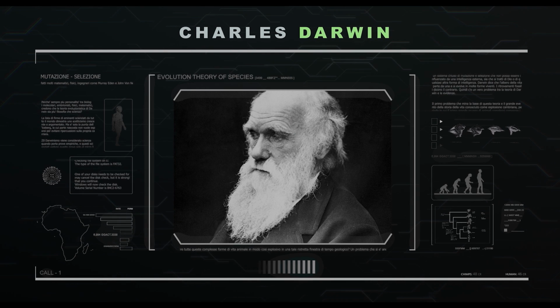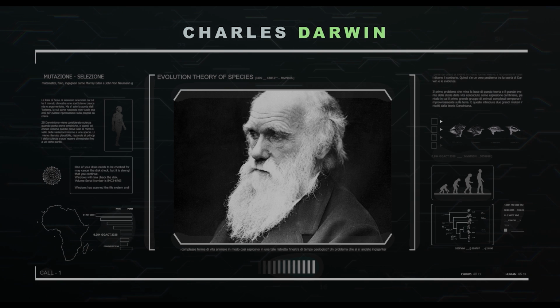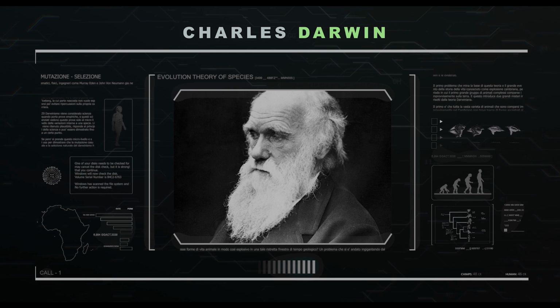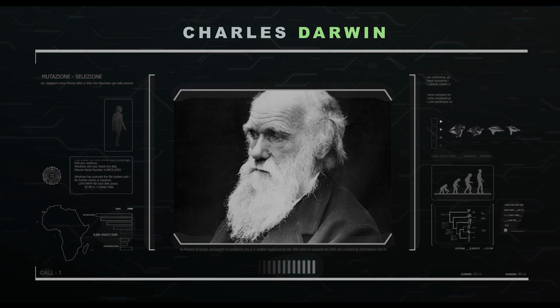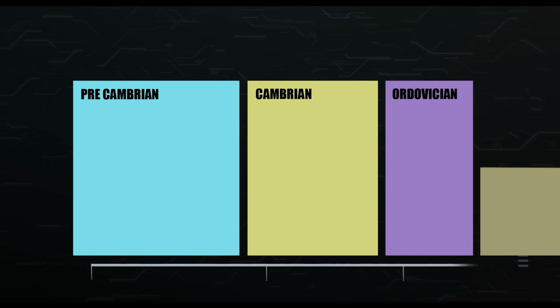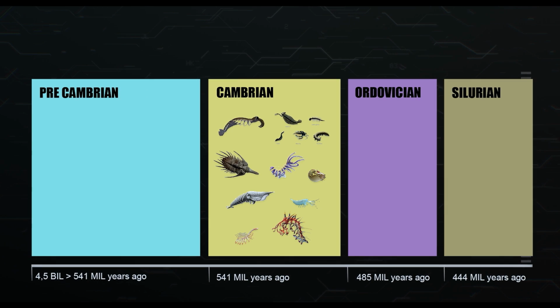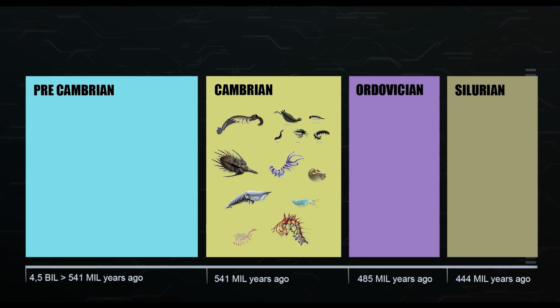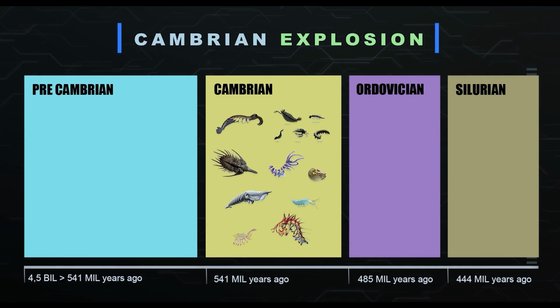Charles Darwin. His theory predicted that all organisms originated from a single common ancestor and evolved through a process of very slow mutation and natural selection. Darwin himself, however, admitted that he couldn't explain the sudden appearance on Earth of the first complex animal group some 541 million years ago. Their presence can be confirmed by the following fossils.